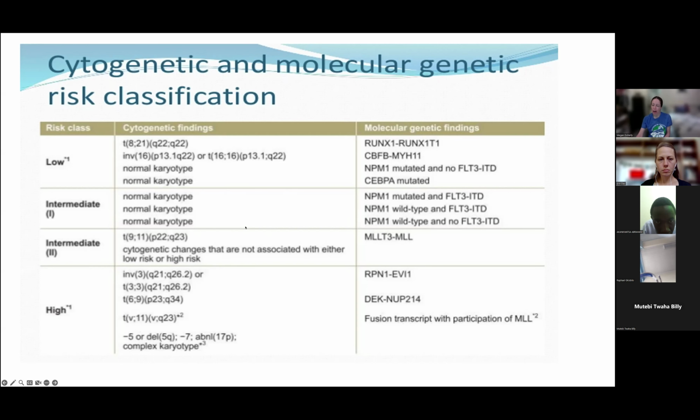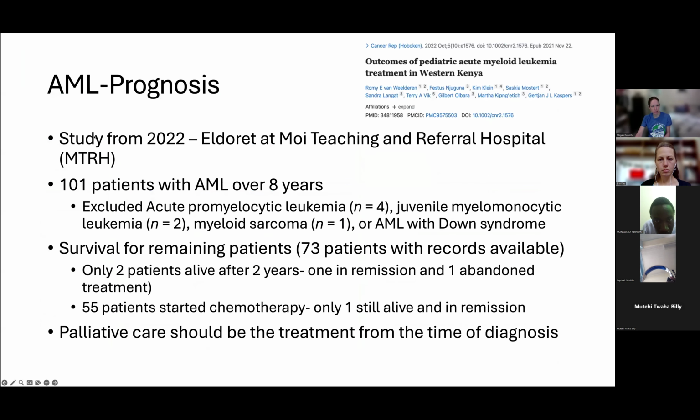So you're not going to know who is in which group, basically. So again, let's look at the prognosis, because that's really going to guide us about what we should do for these children. For AML, there's another study from the same hospital, 2022, from Eldoret, from this MTRH hospital.